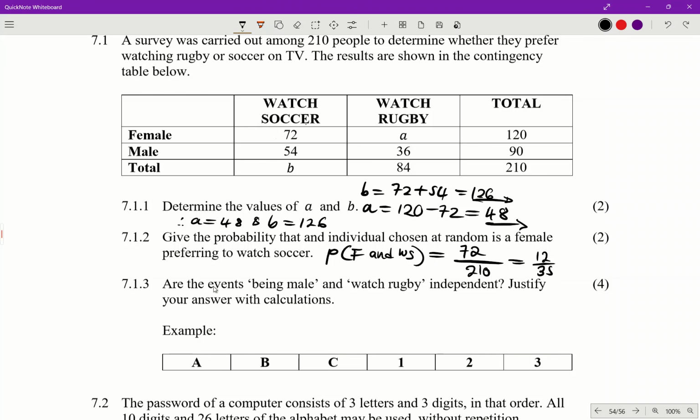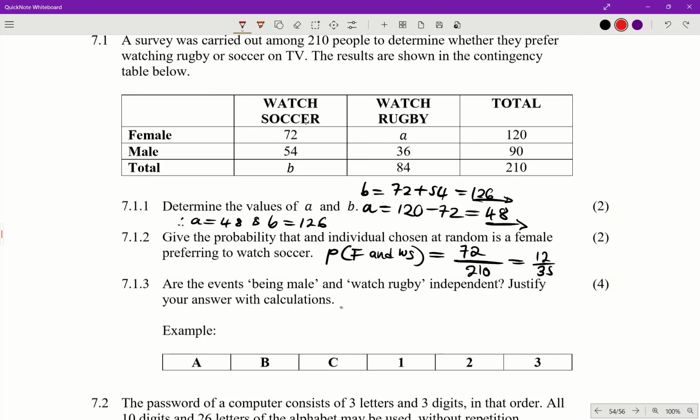Are the events being male and watching rugby independent? Remember, independent events, guys. This is the golden rule: the probability of A and B is equal to the probability of A multiplied by the probability of B. Always, guys. Once we have this case, the two events are independent. So we have to prove that the events of being a male and watching rugby are independent. Understand?